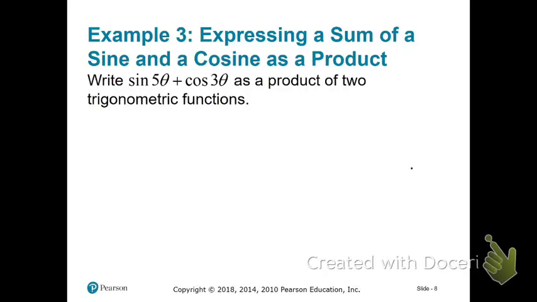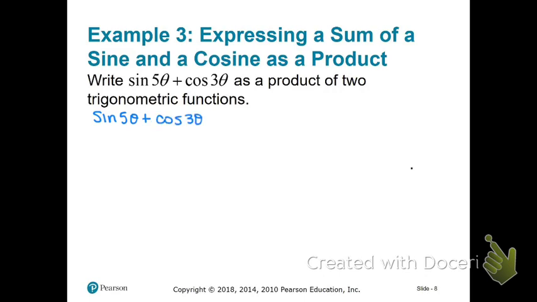Okay, example 3 says to write sine of 5 theta plus cosine of 3 theta as a product of two trig functions. We don't have anything for sine plus cosine, do we?